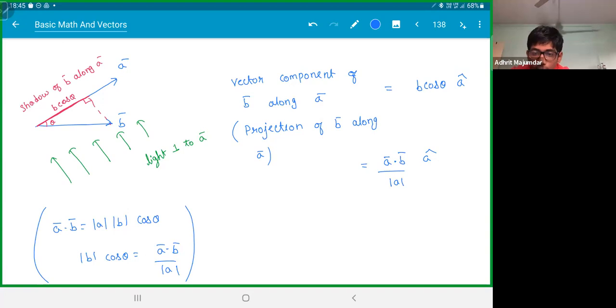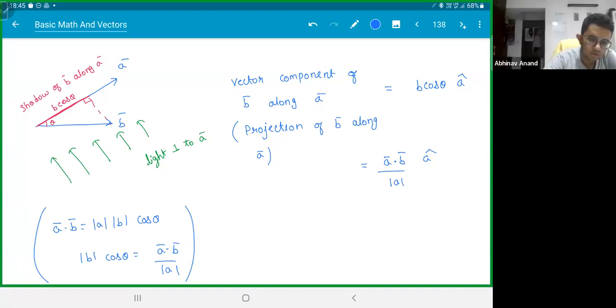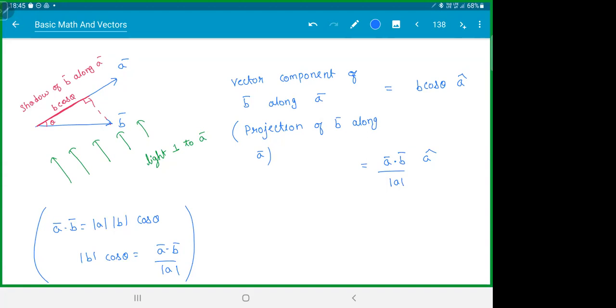So basically, this gives you a component of one vector in the direction of the other vector. Adrit, you're saying something? Abhinav, clear? Yes. Ritu, clear? Mehan? Niranjan? Vidyut? So far clear? Maulika? Got this?